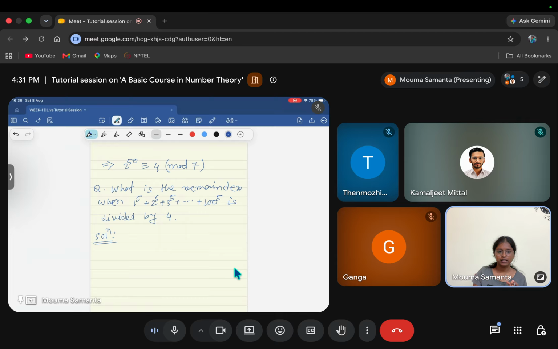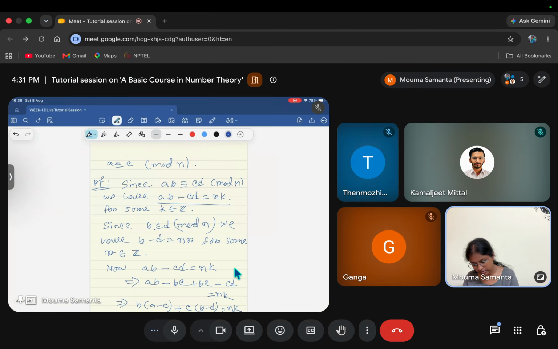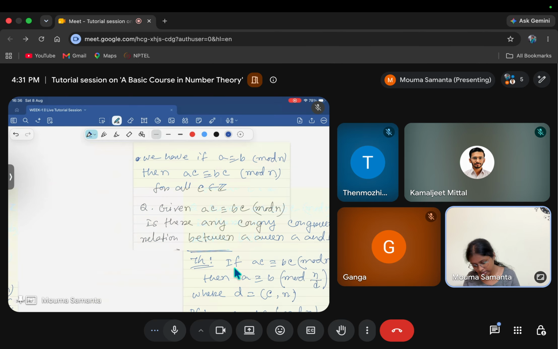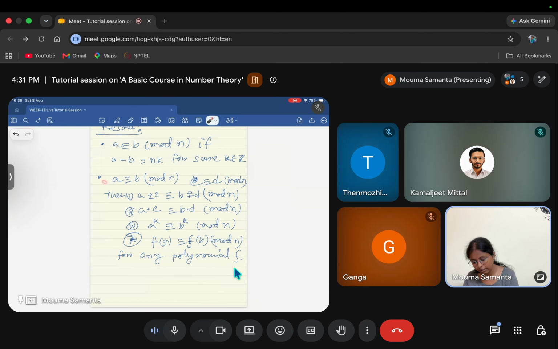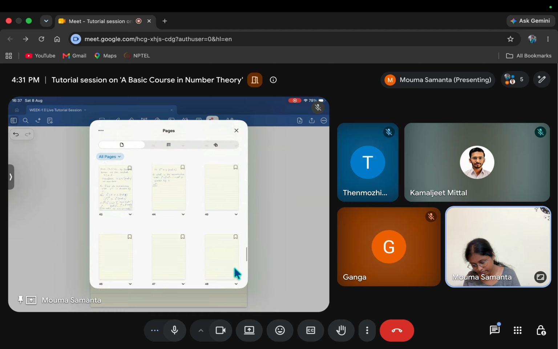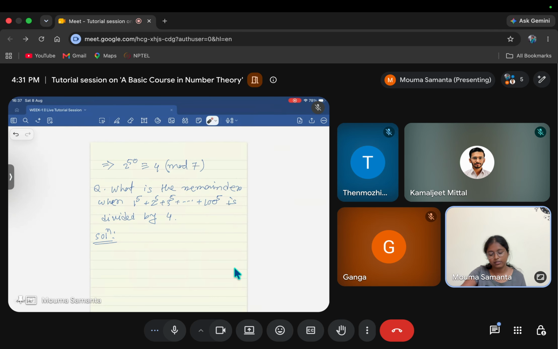so we know the theorem: A congruent to B, C congruent to D, then A plus C is congruent to B plus D. We know all these theorems, right? We will use it, we will use this one also. Mainly using 1 and 4, we will solve this problem.